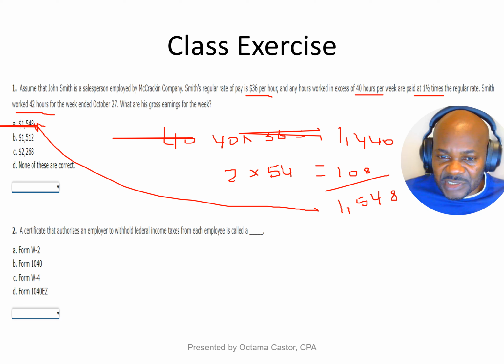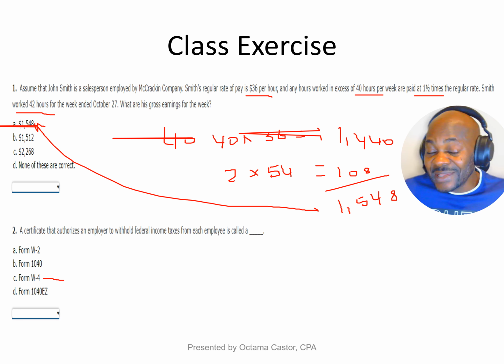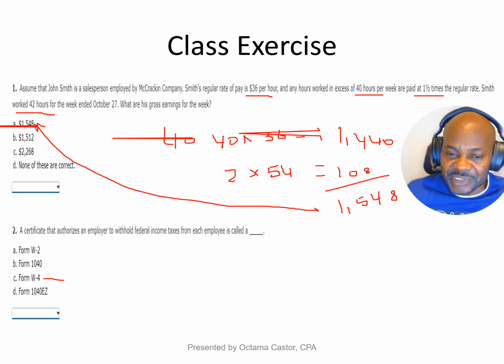How about this one? The certificate that authorizes an employer to withhold federal income taxes from each employee is called what? Hopefully you guessed it. That's a W-4. That's the form you complete when you first start on a job or anytime during the year when you want to make any changes to your payroll tax deduction. You complete this W-4 form.